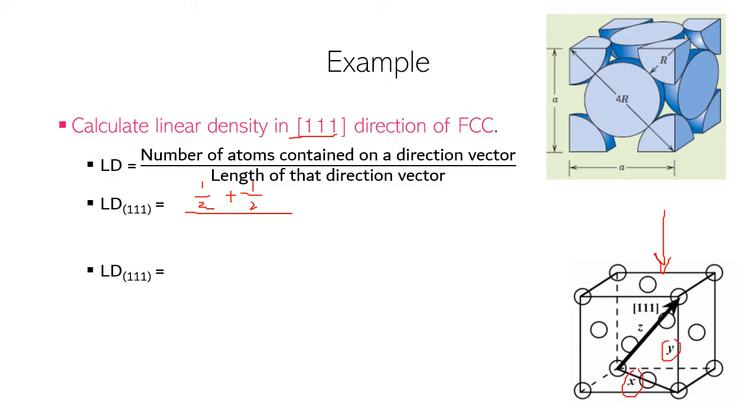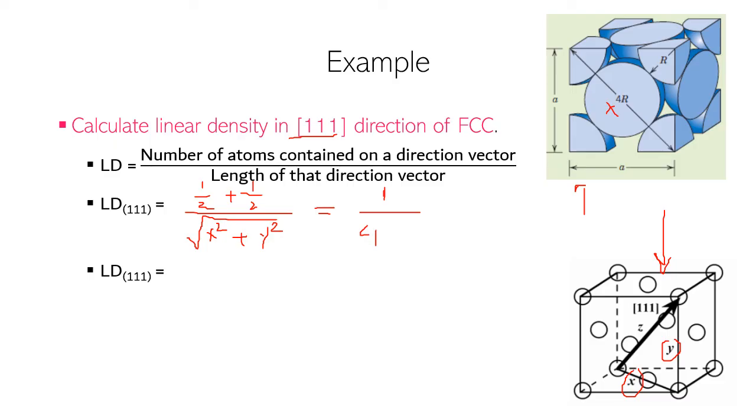The length of the direction vector can be found by this formula. Applying the Pythagoras theorem to that right angle triangle, the hypotenuse, which is the direction under consideration, equals half plus half, which is 1, divided by the square root of x squared plus y squared. If you look at x in the picture above, you can see that the corner atoms touch each other along the face, and hence x is 4r. So x is 4r because all the faces will have the same configuration.